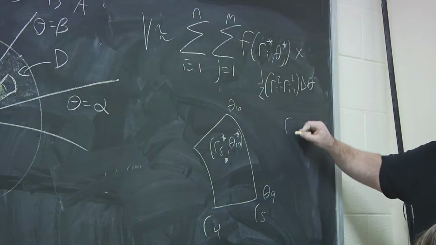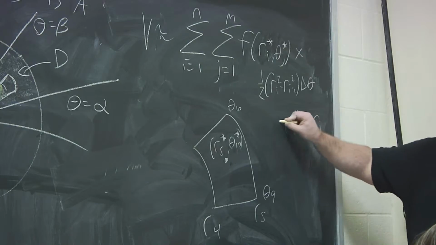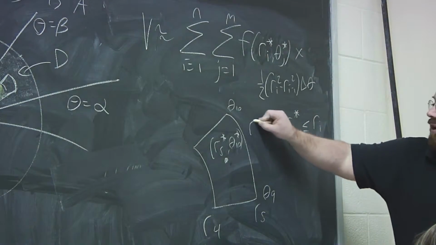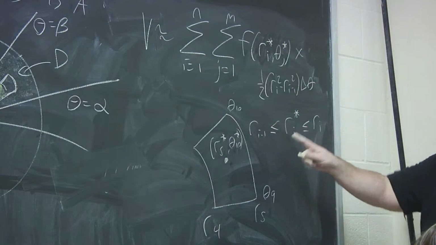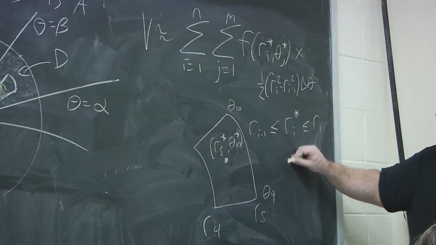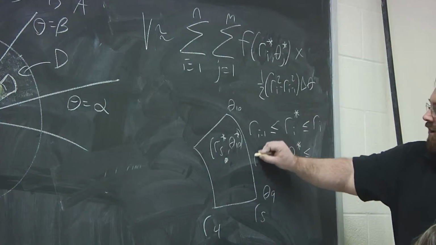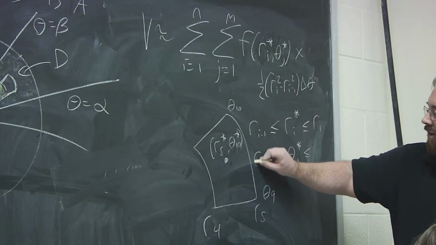Ri star is any point between these two. We can choose one of these two if you want. You'll get the same result. And theta i star is chosen the same way. So this is no different than how we defined double integrals in x and y.